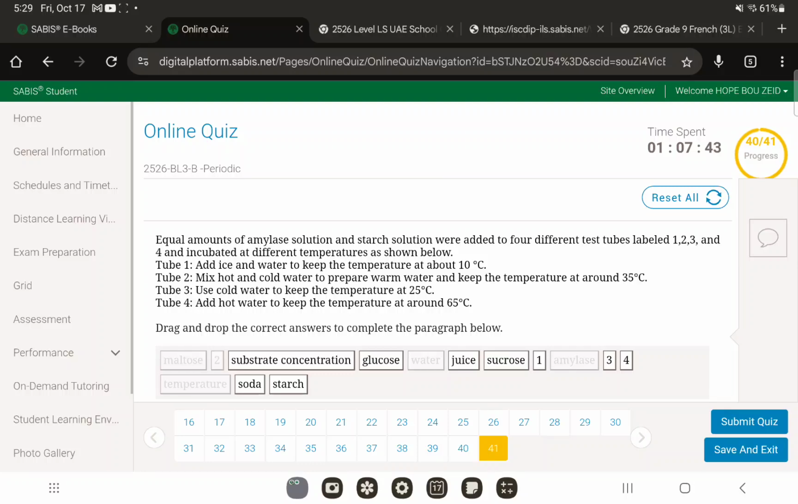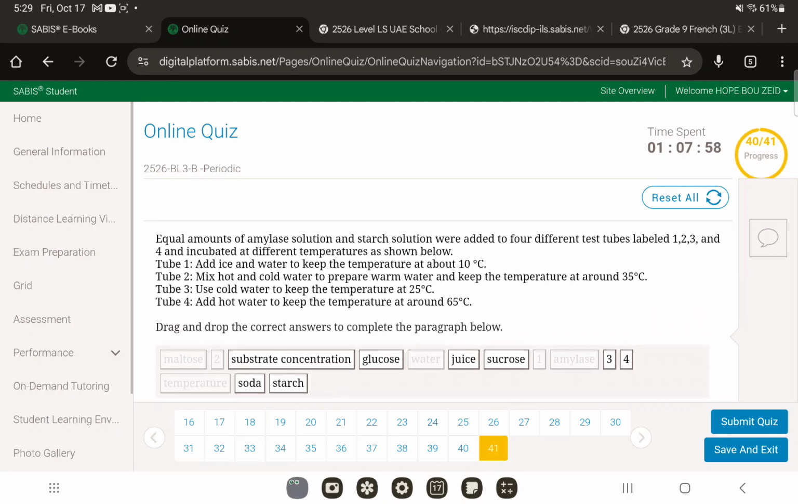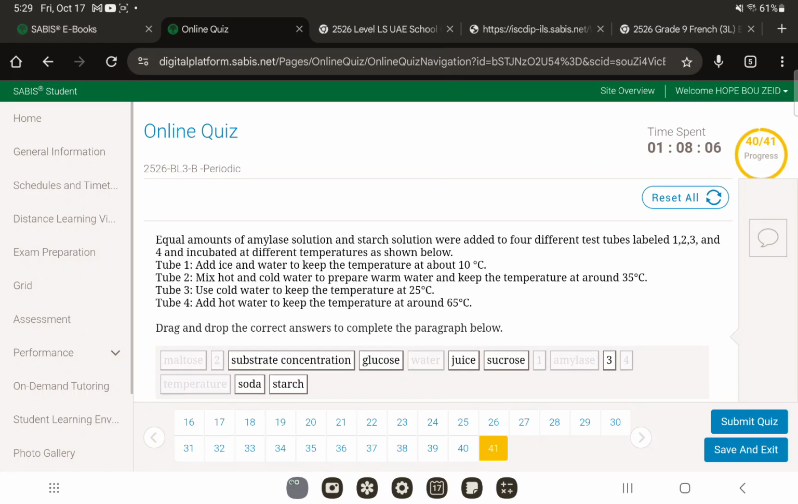Test tube 1 had the lowest temperature, which is 10 degrees Celsius, and the product is not detected at all in test tube 4 because the amylase is completely denatured, because it was heated to 65 degrees Celsius.